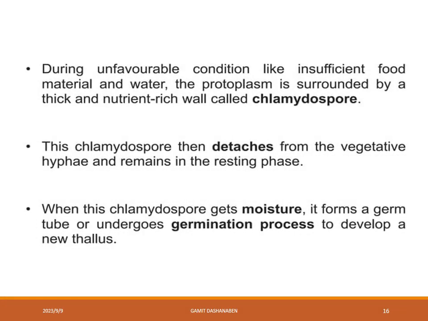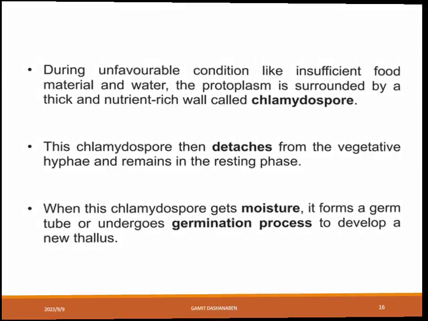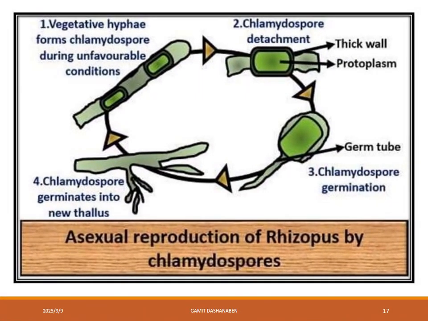During unfavorable conditions like insufficient food material and water, the protoplasm is surrounded by a thick and nutrient-rich wall. This is called a chlamydospore. This chlamydospore then detaches from the vegetative hyphae and remains in the resting phase. When this chlamydospore gets moisture, it forms a germ tube or undergoes germination to develop a new thallus. Asexual reproduction of Rhizopus by chlamydospores.